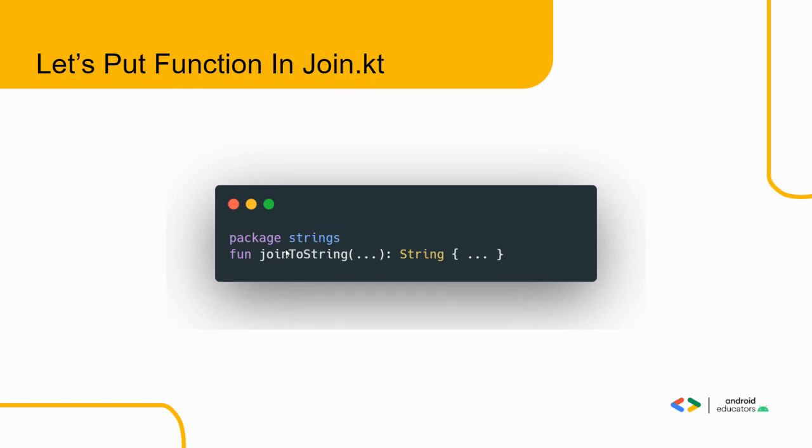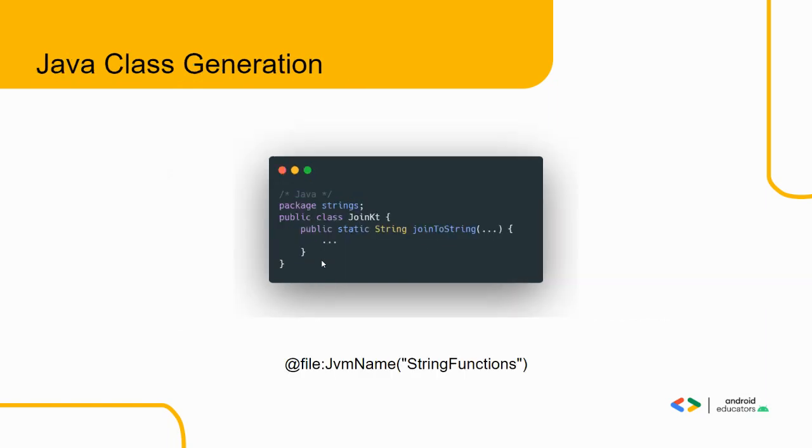In this file I create joinToString, but how it will be implemented in Java is like this. It will create JoinKt, and in there it will create a static method, which is joinToString, with the same method implementation. When you call this from a Java class, you have to call JoinKt.joinToString. This is how you can call Kotlin top-level functions in Java.